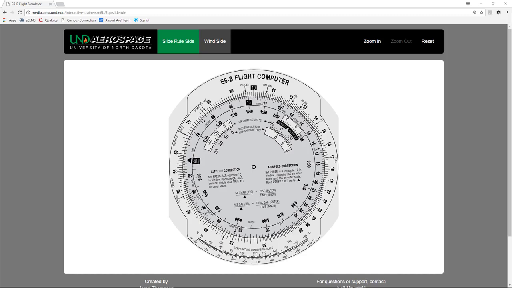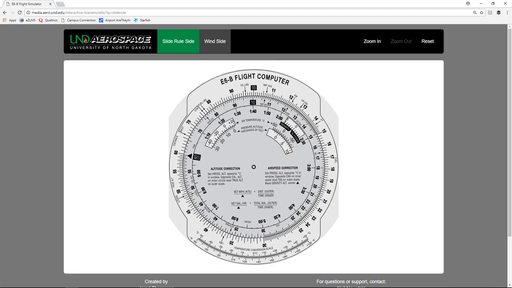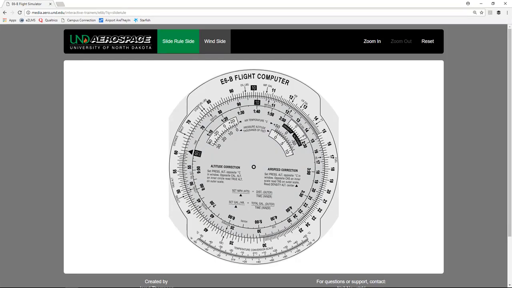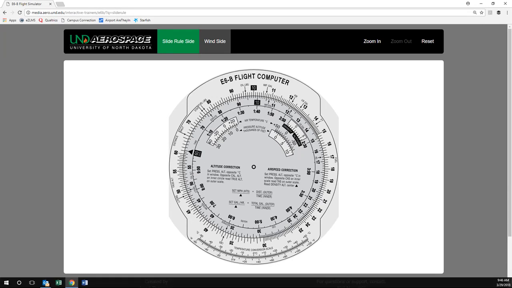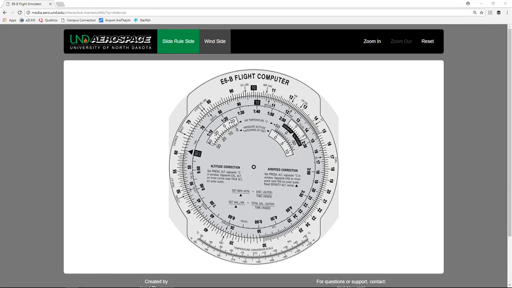So if we adjust our E6B, we will find 15 degrees. It's pretty close, right about there. So we have our temperature of 15 degrees, which would be right here. And that's pretty closely aligned with about 1,200 foot pressure altitude.